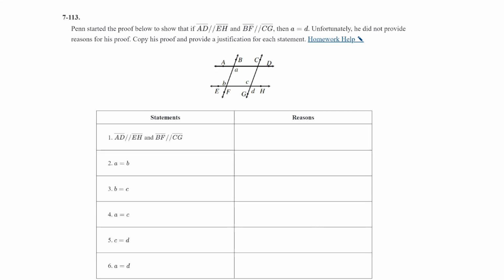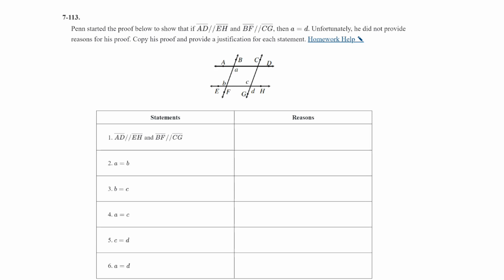Question 113. Penn started the proof below to show that if line segment AD was parallel to line segment EH and line segment BF was parallel to line segment CG, then A must be equal to D. Unfortunately, he did not provide reasons for his proof. Copy his proof and provide a justification for each statement. All right, so here we go.